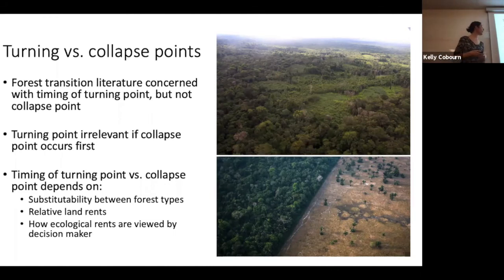The second main message that we can bring out from the results to date is that the timing of both the turning point and the collapse point depends on the interaction between a few different factors, namely the substitutability between primary and secondary forests, the relative land rents earned in the different uses, and then also how the ecological rents are viewed and captured by a local or regional decision maker.